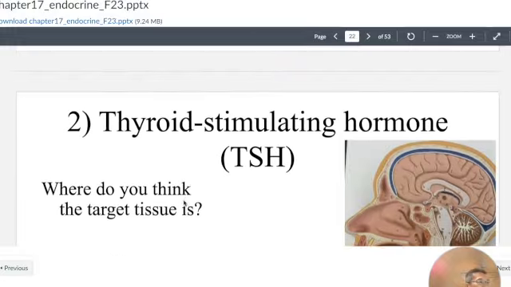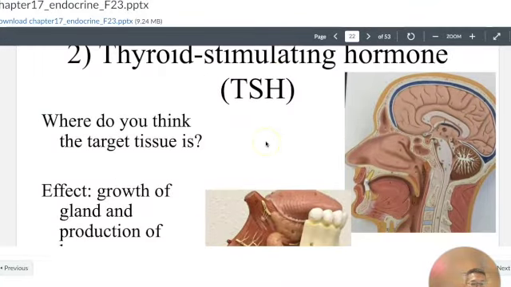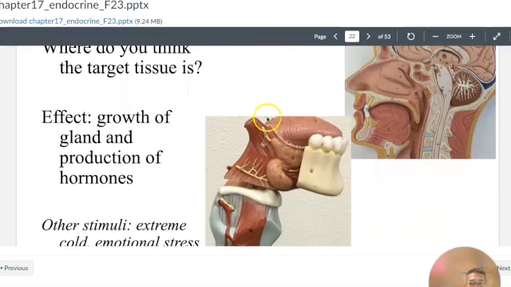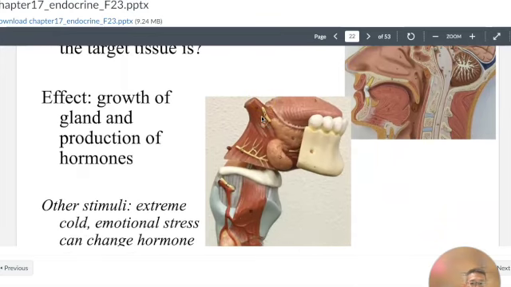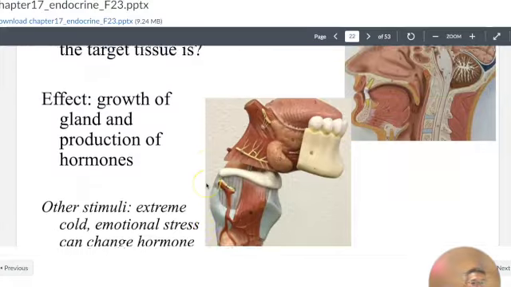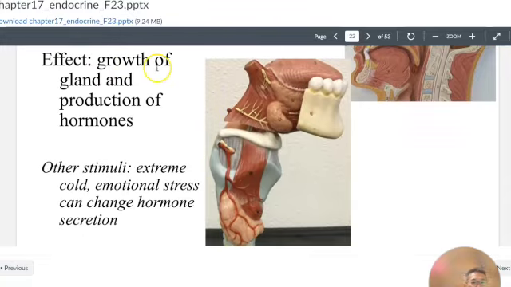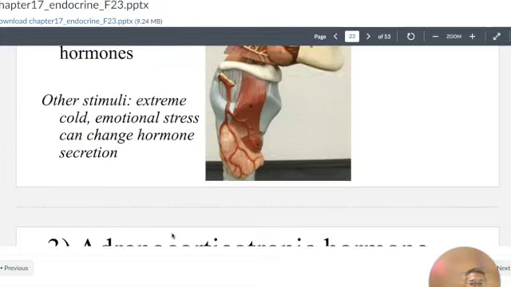Let's see. Next one, thyroid stimulating hormone. So, what do you think it targets? It targets the thyroid gland, okay, which is in your neck. Effect, growth of gland and produce hormone. Other stimuli, extremely cold, environmental stress can change hormone secretion.